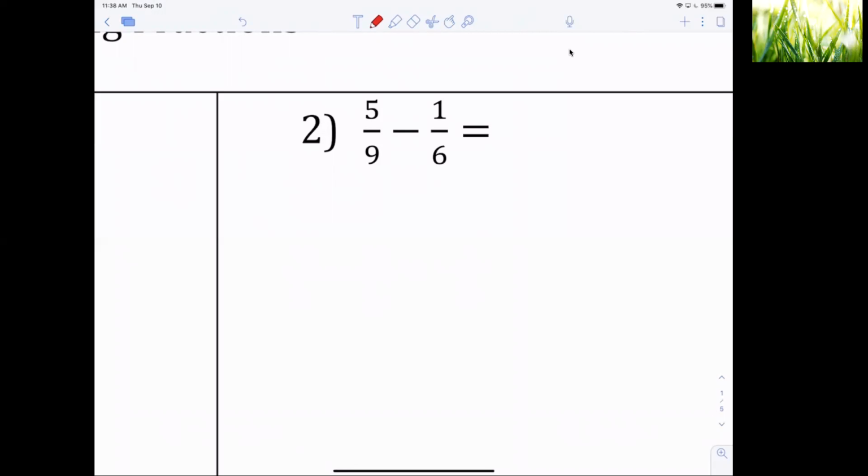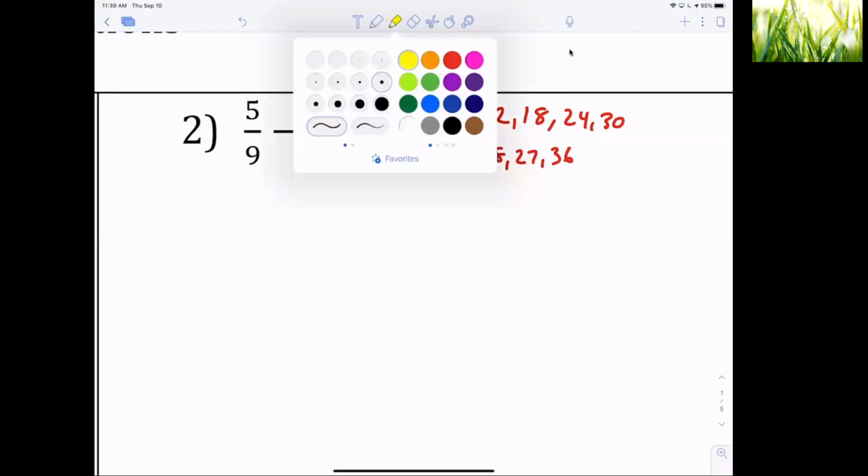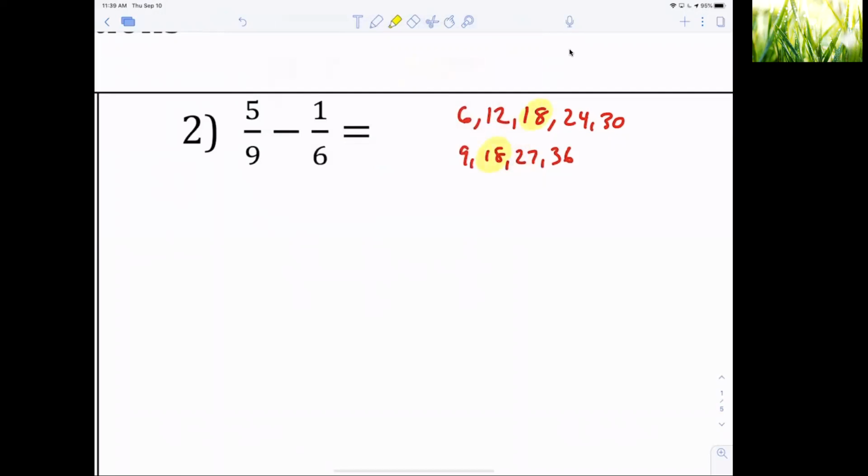Now, just as a quick review, because I don't want to hurt anybody's feelings, the reason it's 18 is because if you list the multiples of 6, you get 6, 12, 18, 24, 30. Then you list the multiples of 9, you get 9, 18, 27, 36. And then you're noticing what? That 18 is common. So that's how we got that.